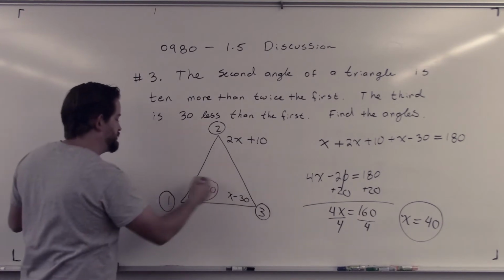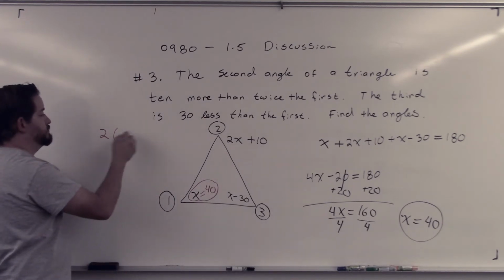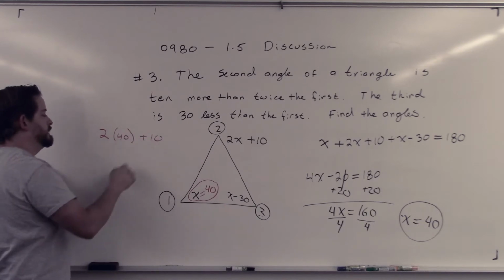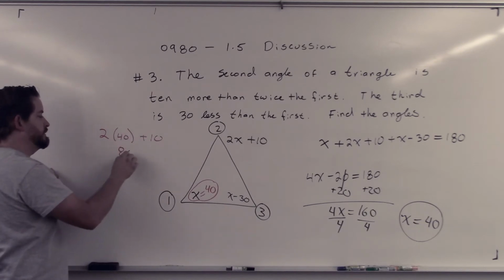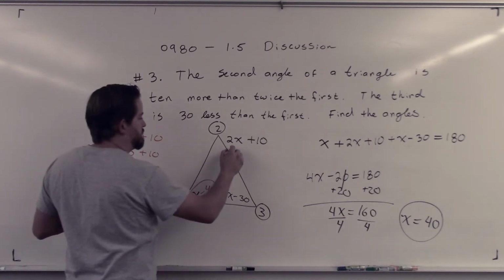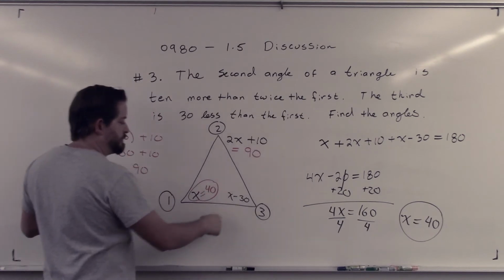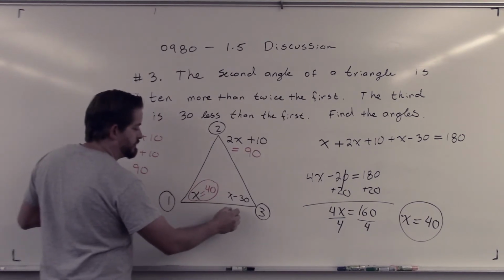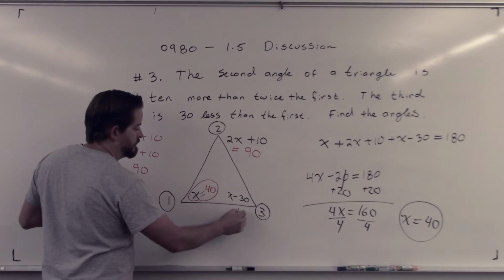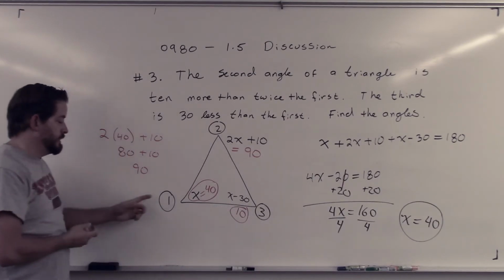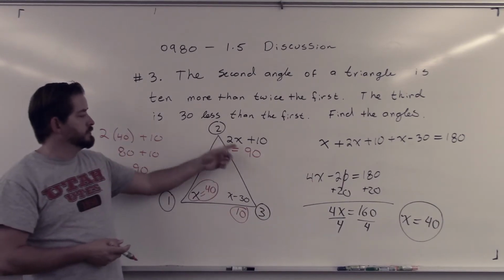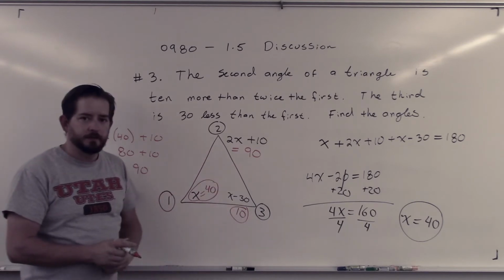Angle 2 is 2x plus 10, so 2 times x, which was 40, and then plus 10. That's 80 plus 10, and that's 90. And then angle 3 is x minus 30, that's 40 minus 30, so that's 10. And those are my three angles. Angle 1 specifically is 40, angle 2 is 90, angle 3 is 10.